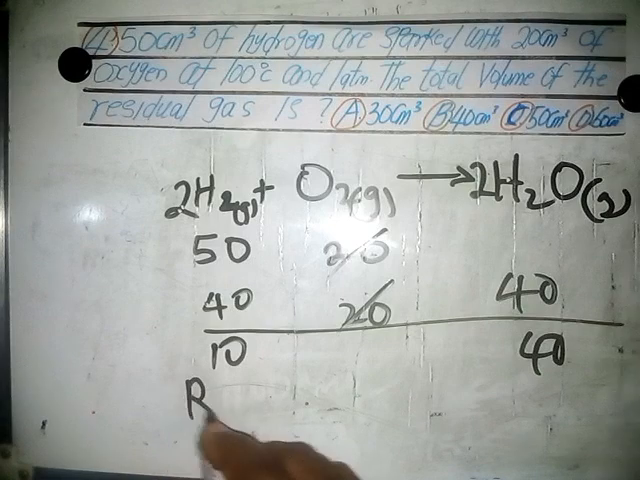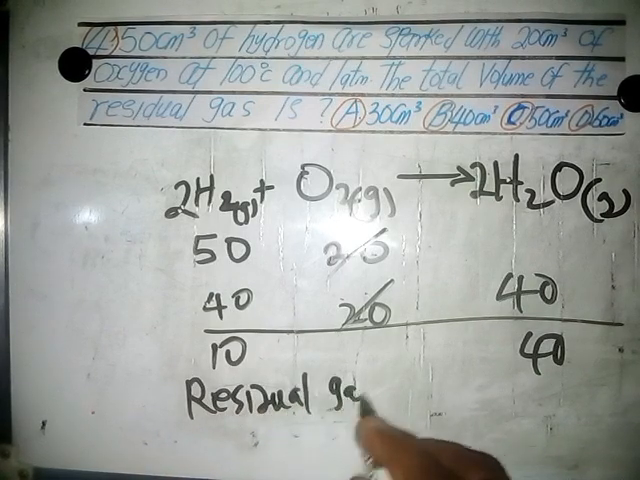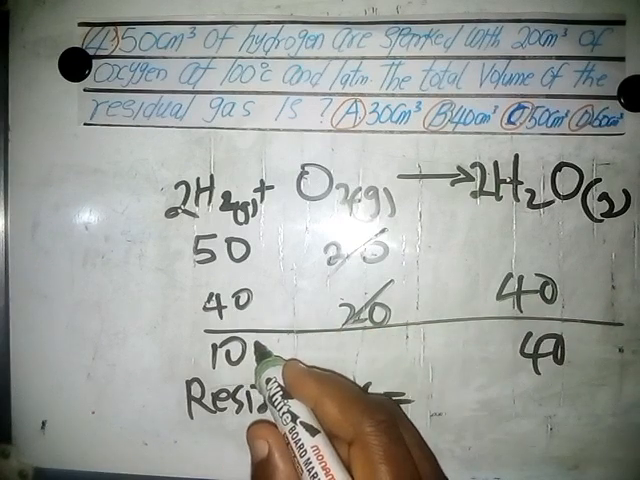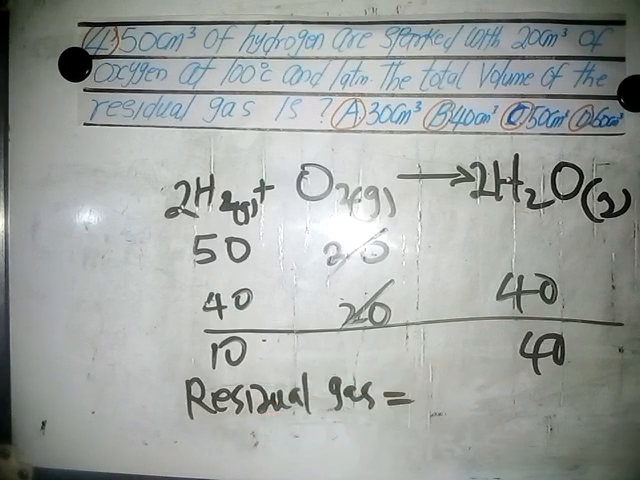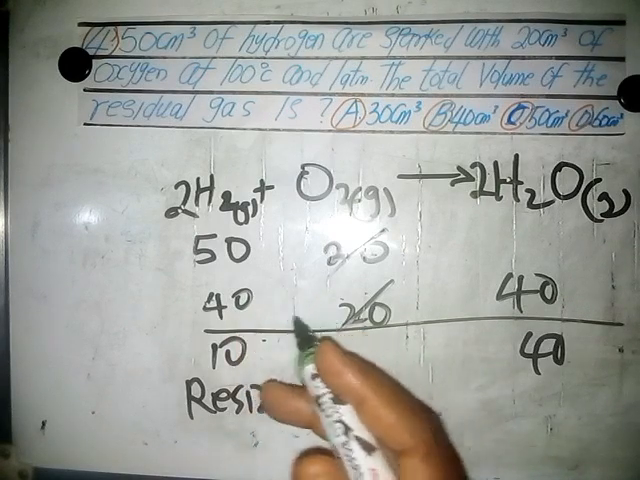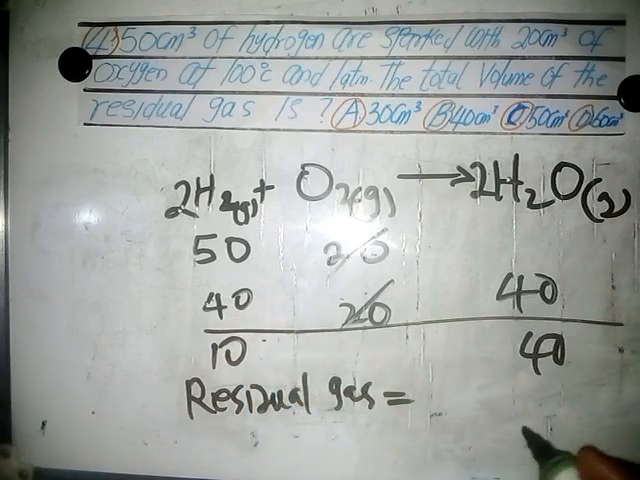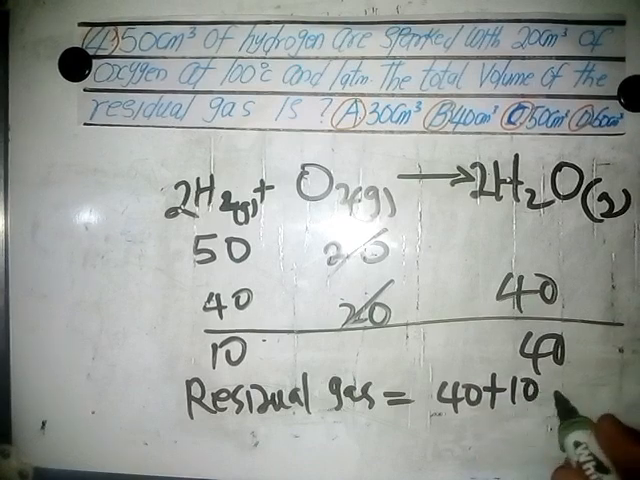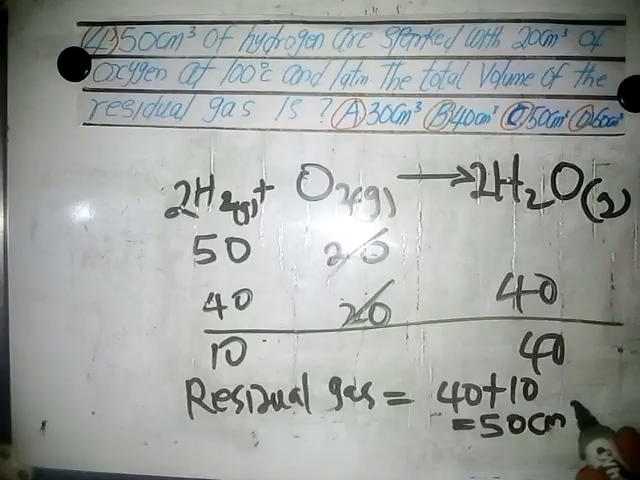So the residual gas is the volume of the product plus the volume of the unused or unreacted gas. So it's 40 plus 10. That will be 50 cm³.